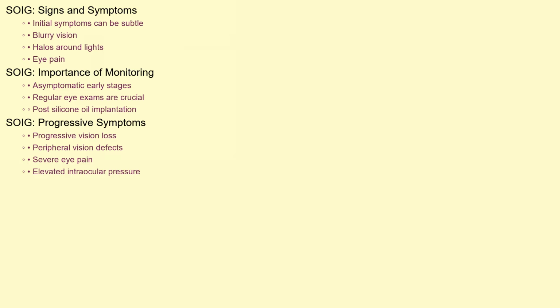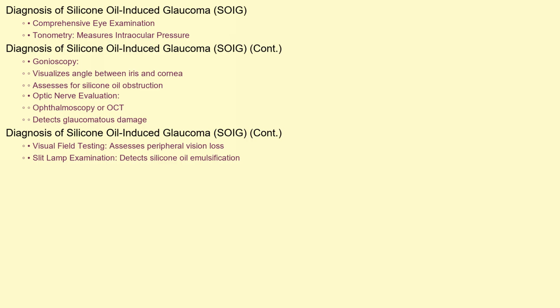The signs and symptoms of SOG can be subtle initially and may be easily missed. Patients may experience blurry vision, halos around lights, or eye pain. However, many individuals may be asymptomatic in the early stages, highlighting the importance of regular eye exams following silicone oil implantation. As the condition progresses, patients may notice progressive vision loss, peripheral vision defects, and severe eye pain associated with significantly elevated intraocular pressure.